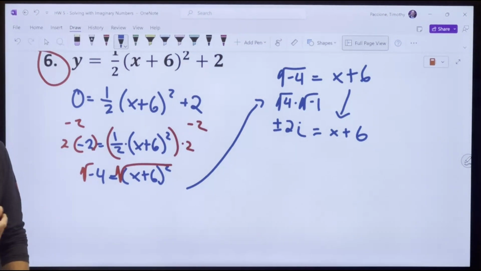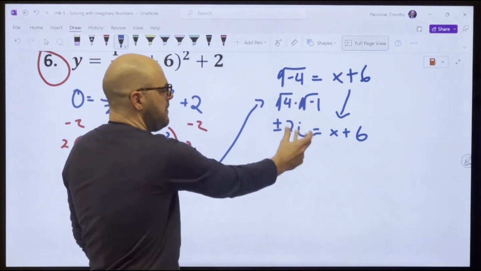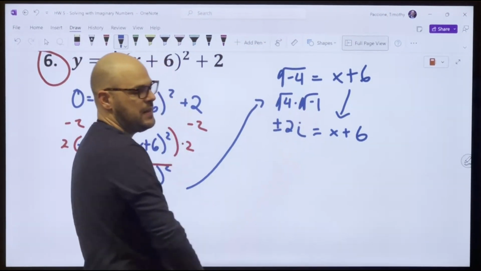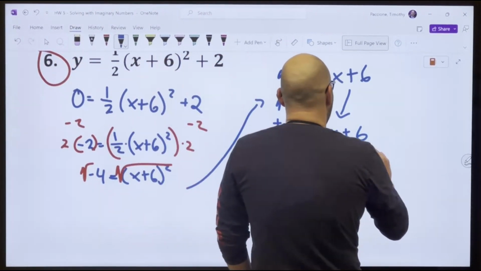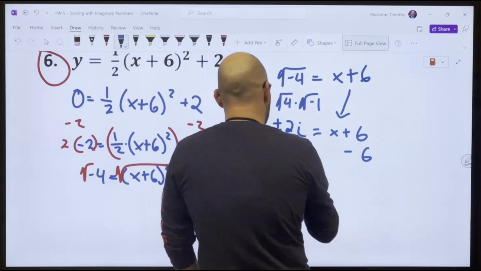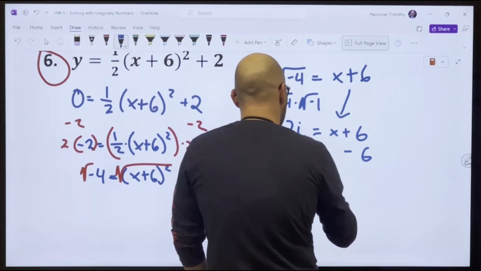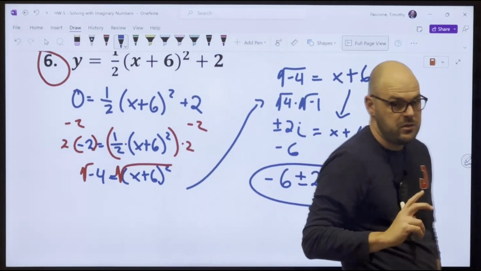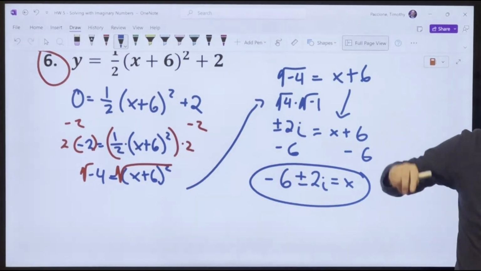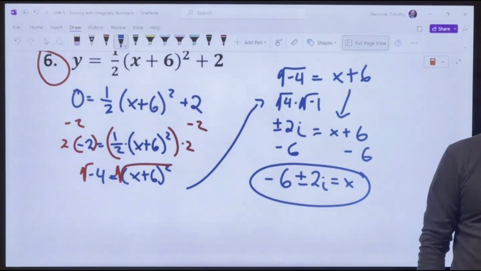You don't have to just know that. You can just pull it apart, evaluate this, and that's what you'll get. Okay? Now, I want x by itself, so I minus 6. I get -6 plus or minus 2i equals x. Two imaginary solutions, no x-intercepts. Okay?